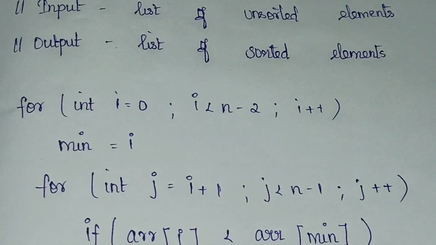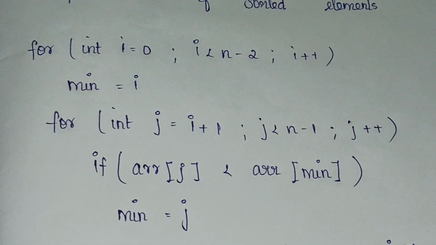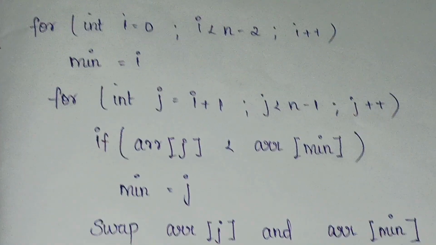In the first for loop, iterate from i equal to 0 to n minus 2 and set minimum equal to i. Then we enter another for loop where we iterate from j equal to i plus 1 to n minus 1. Do: if array of j is less than array of minimum, set minimum equal to j.